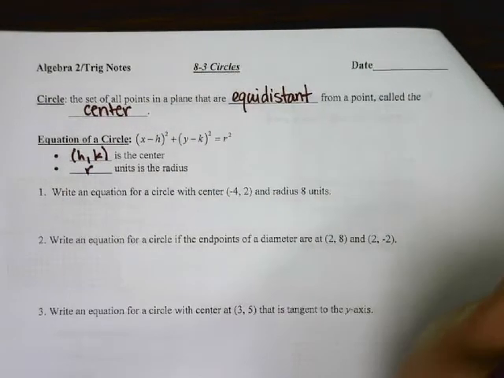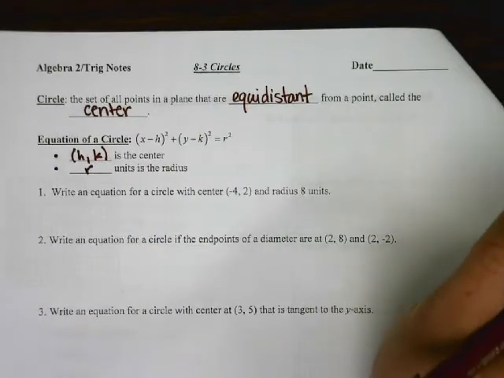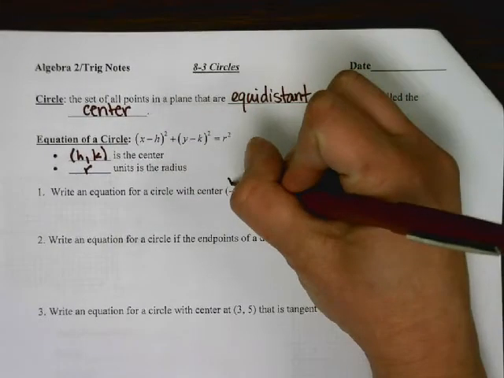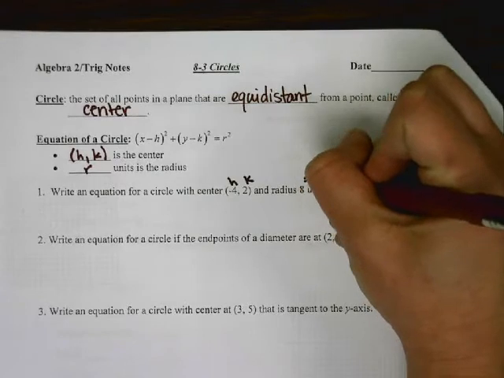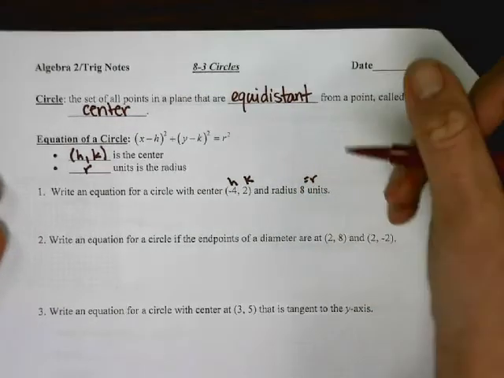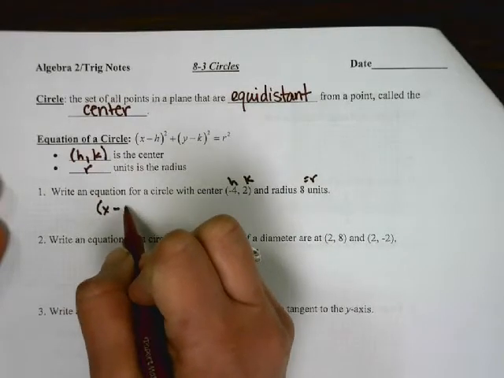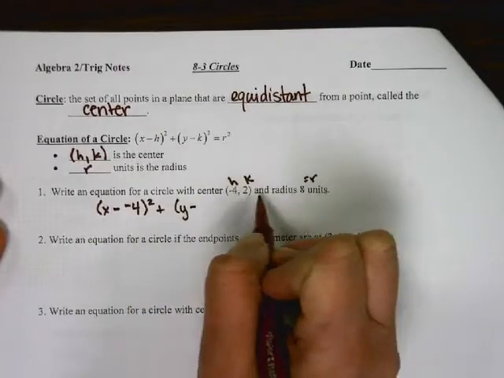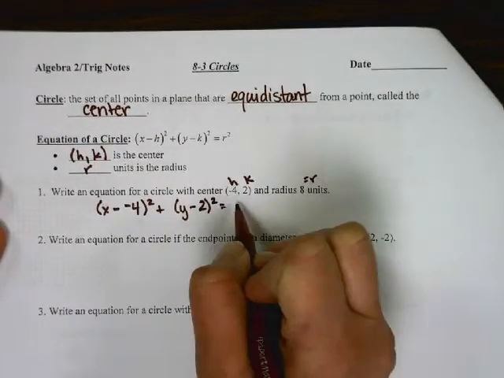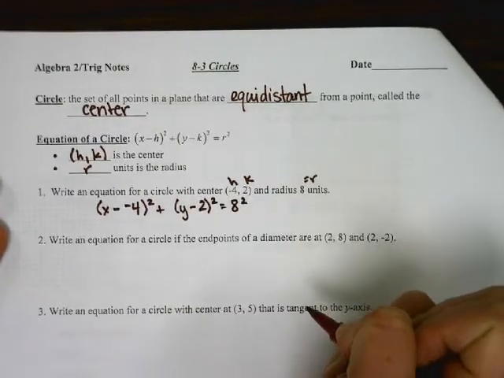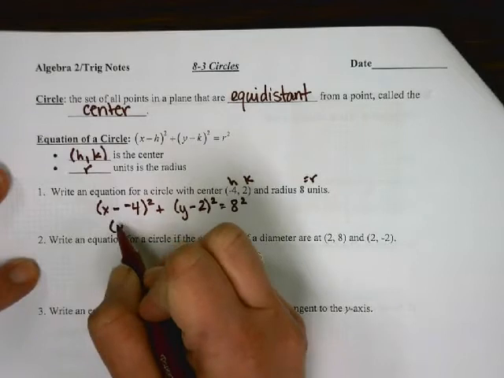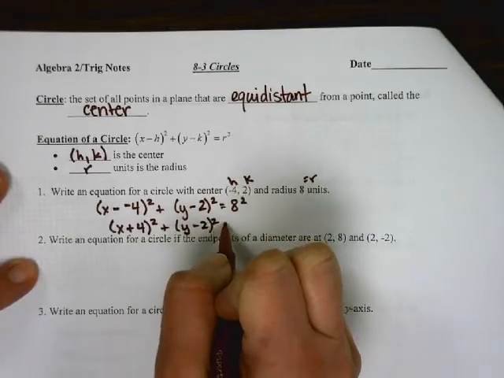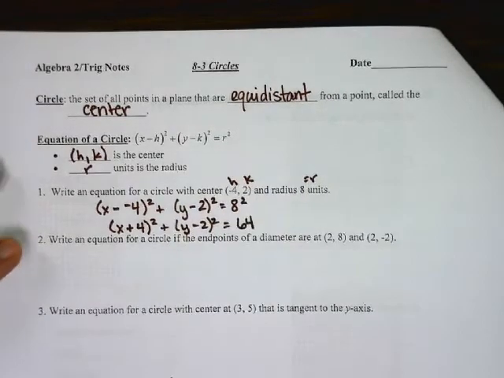All right. So number one says write an equation for a circle with a center at (−4, 2) and a radius of 8 units. Okay, well my center is at h and k, and my radius is r. Let's fill that into our formula. (x − (−4))² + (y − 2)² = 8². Let's just clean that up a little bit. Minus and minus would be plus, so (x + 4)² + (y − 2)² = 64.